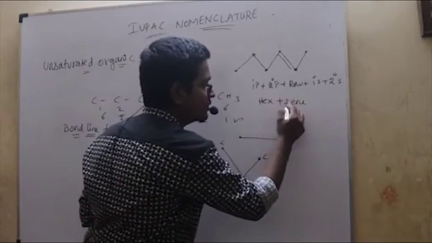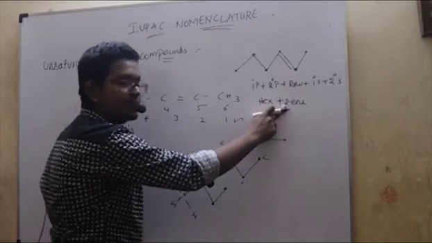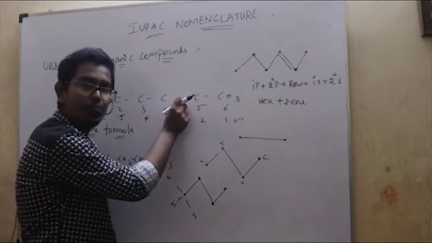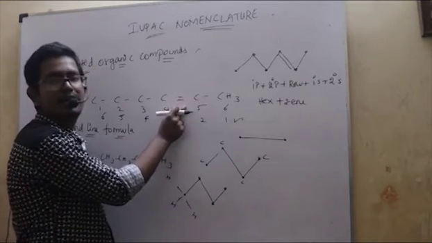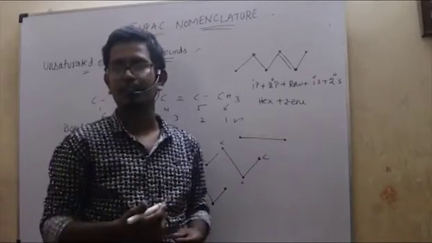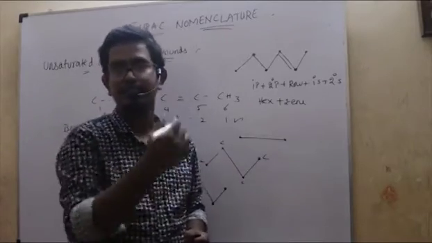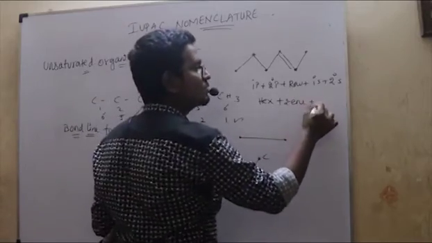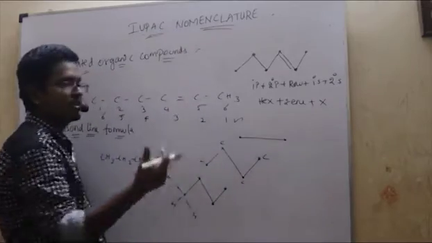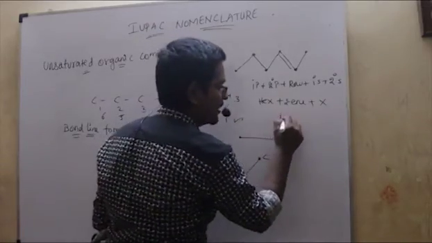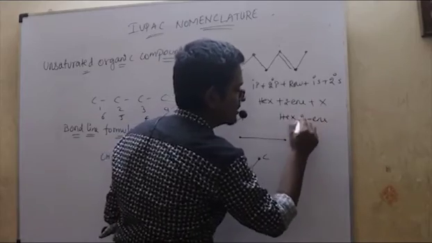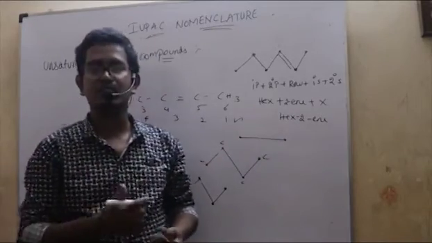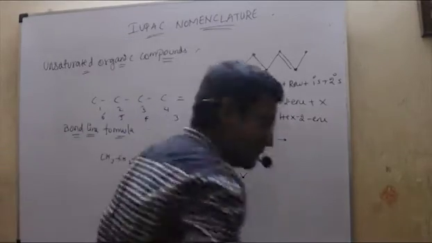At the second carbon of the compound, this double bond is present. We should give the numbering in such a way that it gets the least number. So hex plus 2-ene. Here there is no secondary suffix because there are no functional groups. Then what is the name of this compound? Hex-2-ene. Got it? So this is how we name unsaturated organic compounds. We will see some more examples.